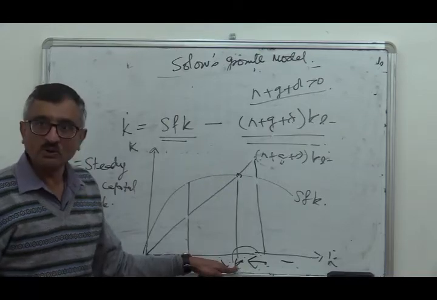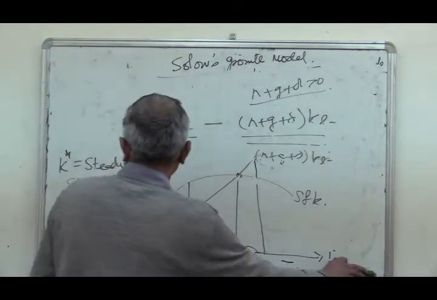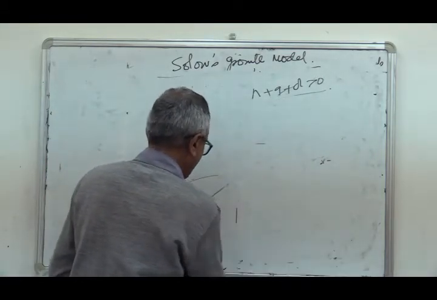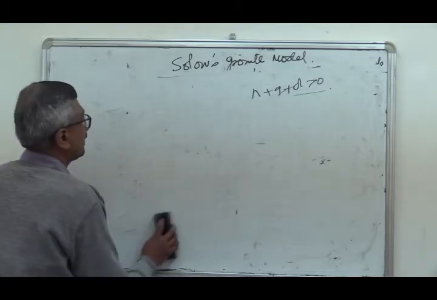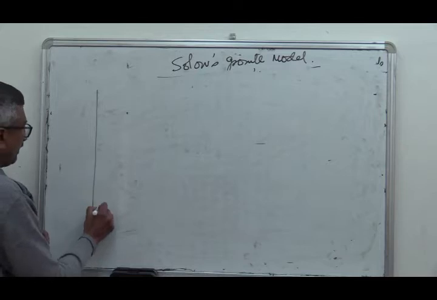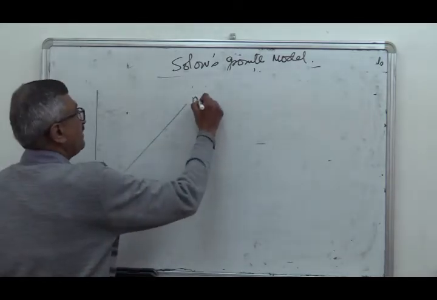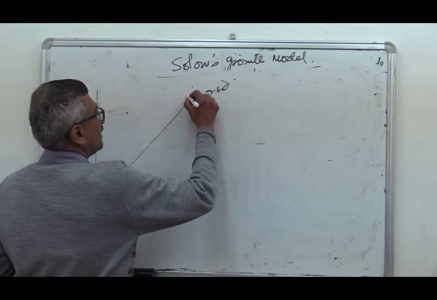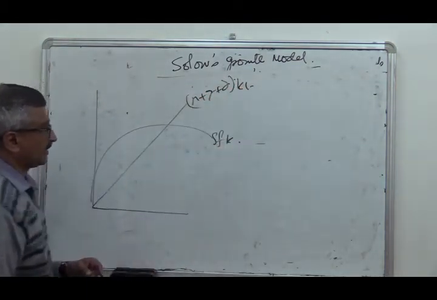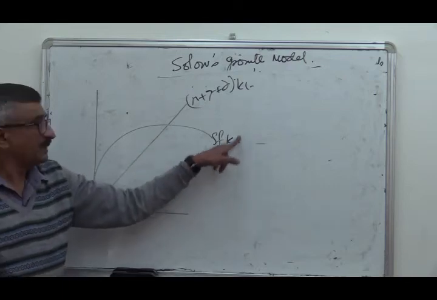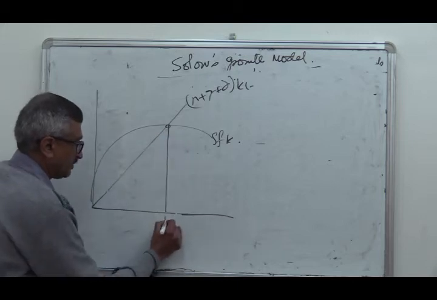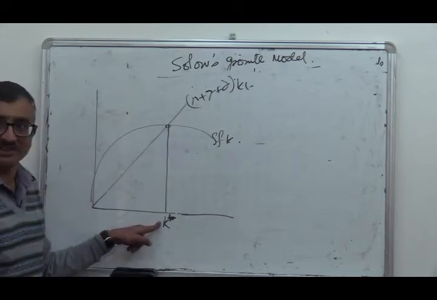But basically, we are talking about convergence. I'll make the diagram once more for your understanding. This is (n + g + d) times k_t, and this is SFK. This is basically actual investment and this is required investment. At this point, we have the capital stock which we call the steady state capital stock, K asterisk.